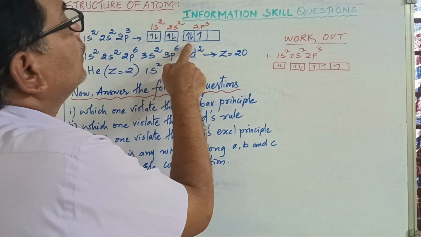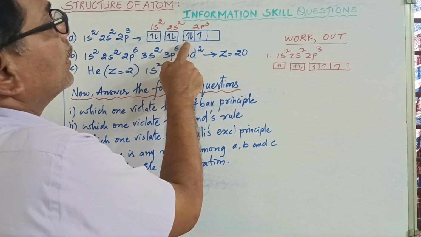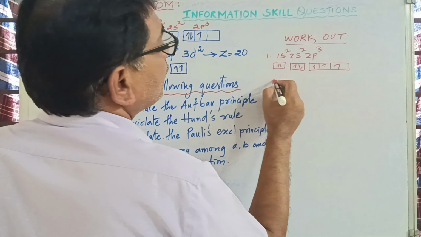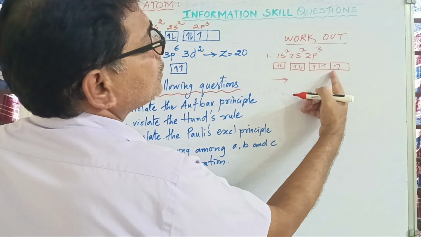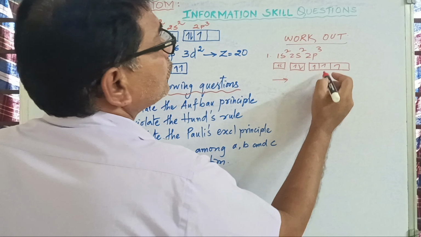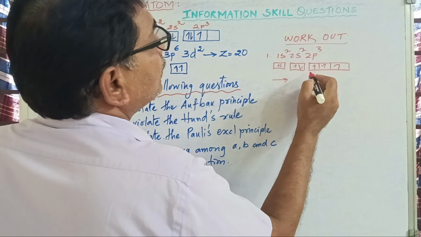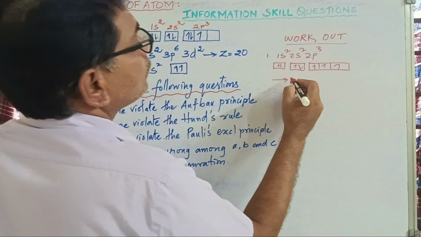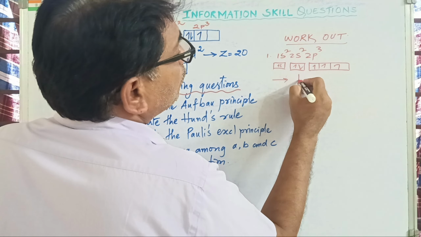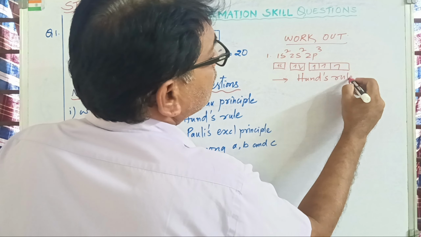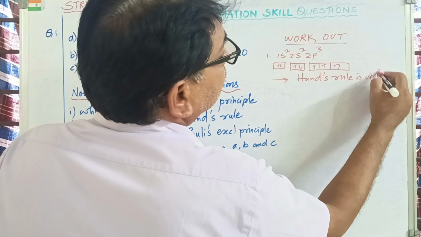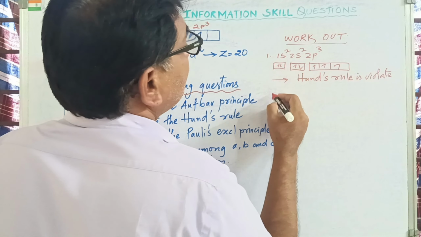Now what happened here? He paired in the first one. So what is violated here? Pairing occurs only when all the degenerate orbitals are completely filled with 1 electron each. But what happened? Altogether 3 are there, and he paired in the first one. So Hund's rule is violated here. Right, this is about the first one.